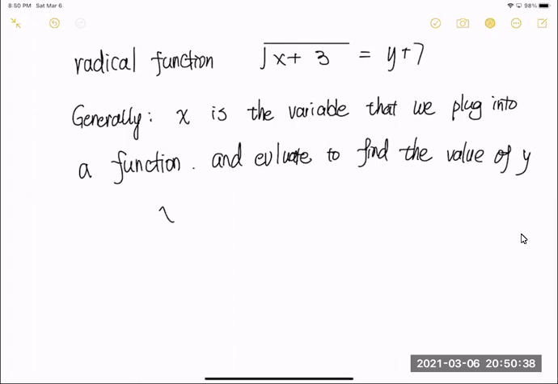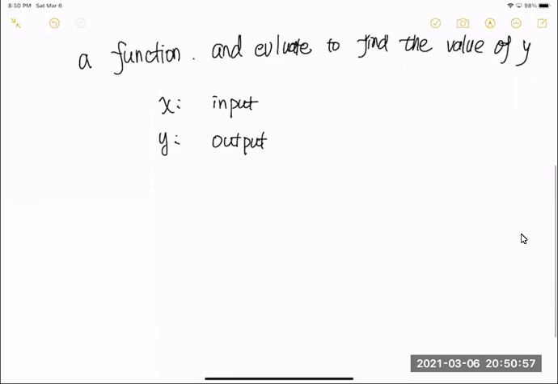So in a word, x is the input, we put something in it, and then y is the output. So that is the equation. Okay, so there are multiple ways to represent a function. We have a table, we have an equation, we have a graph. Now let me give you some examples, such as a table.